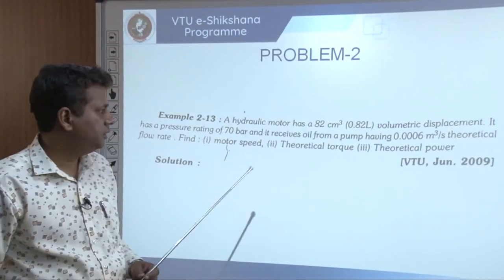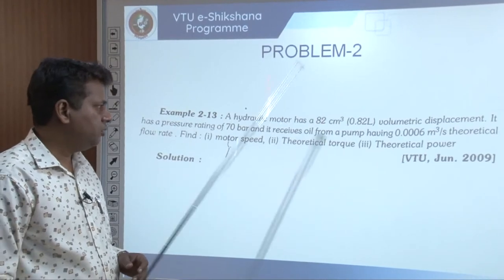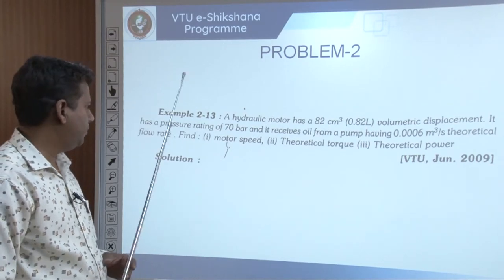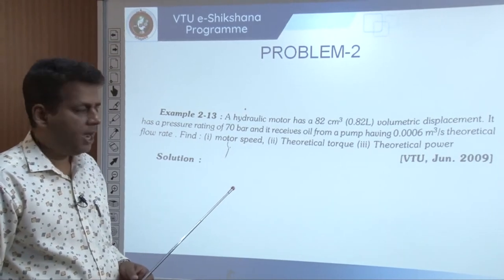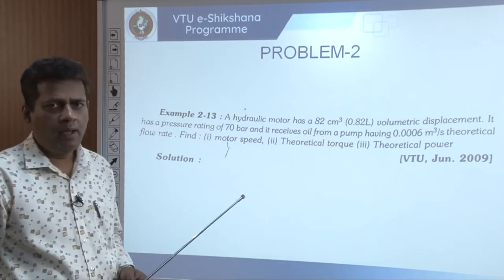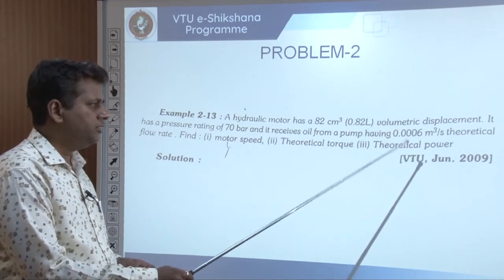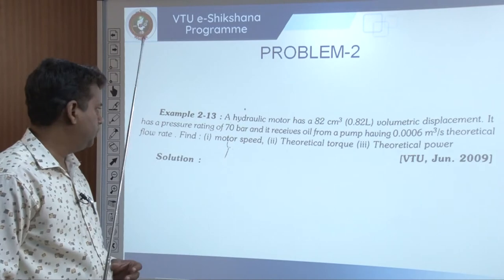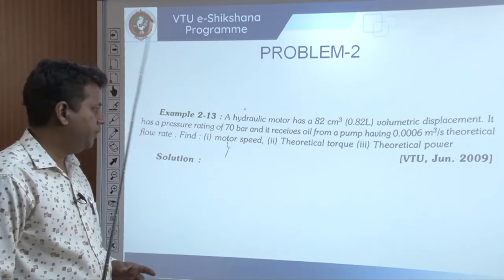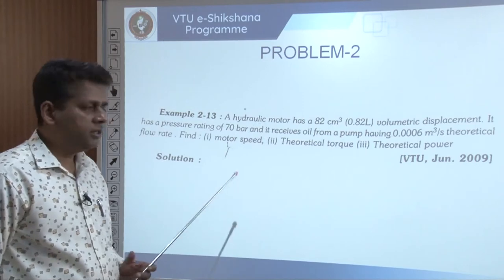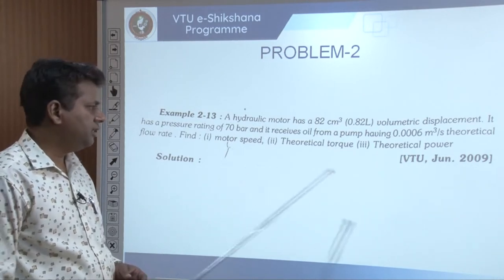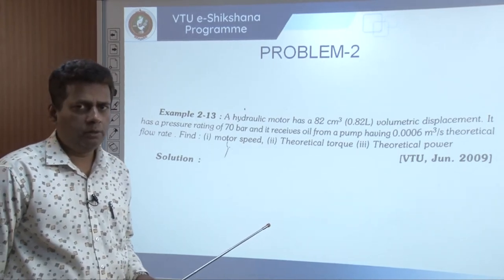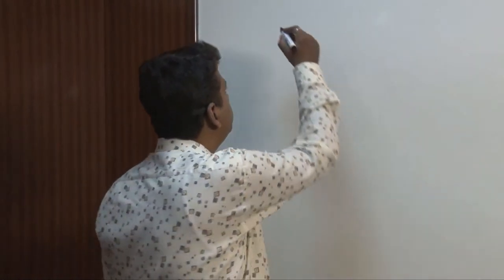The problem statement is, a hydraulic motor has 82 cm³ volumetric displacement. It has a pressure rating of 70 bar and it receives oil from a pump having 0.0006 meter cube per second theoretical flow rate. Number 1, motor speed. Number 2, theoretical torque. Number 3, theoretical power. This has appeared in one of the VTU question papers. So, let us solve this problem on the board.